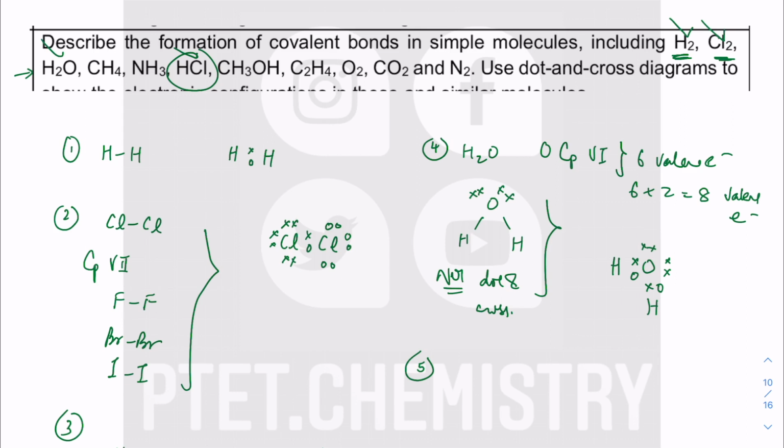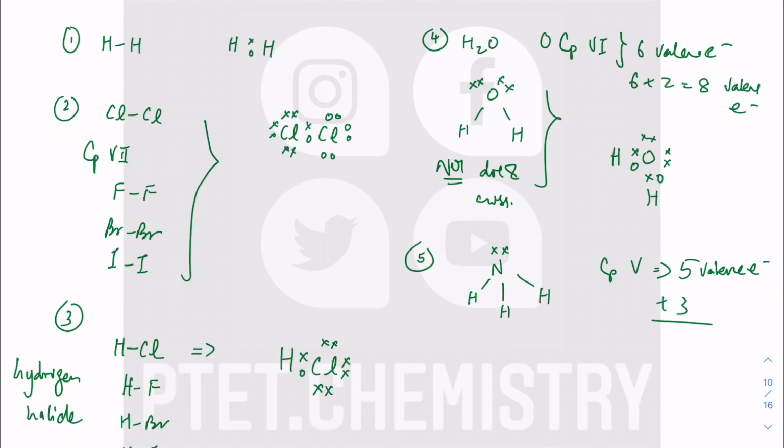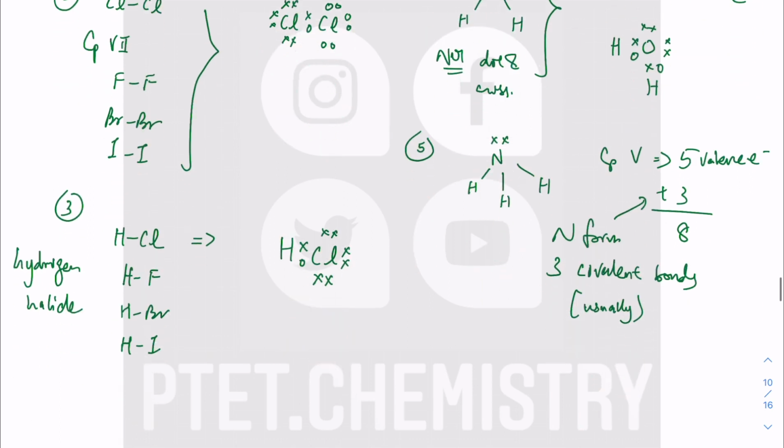Then there's CH4 and NH3. Perhaps I go to NH3 first. For NH3, nitrogen is in group 15, 5 plus 3, therefore 8 electrons in the outer shell. Nitrogen is group 5. Group 15 is what the A-level students would use, but anyway, we use the Roman numerals. So 5 plus 3 gives you 8. Therefore, nitrogen forms 3 covalent bonds, I would say usually, because we'll talk about another scenario in another topic at another time. Okay, so this is not dot and cross, this is dot and cross.